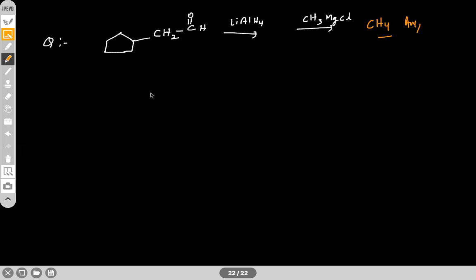See, here what we get, we'll get alcohol here, yes or no? Yes, sir. That alcohol is this CH2OH. Okay, and this is again an acidic hydrogen. The RMgX gives you methane. That is it. Clear, no? Yes.